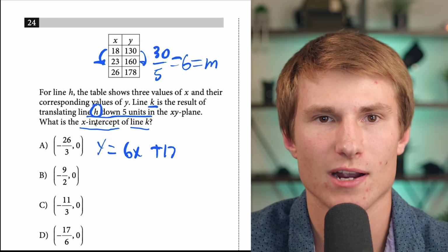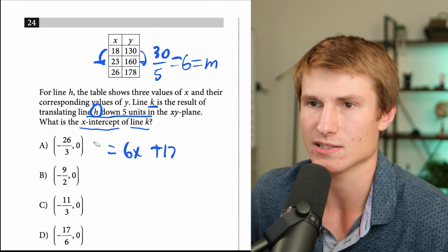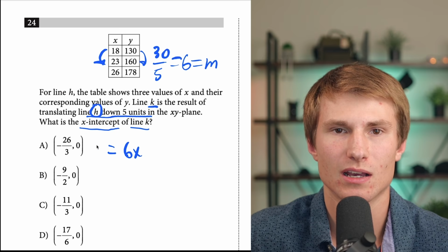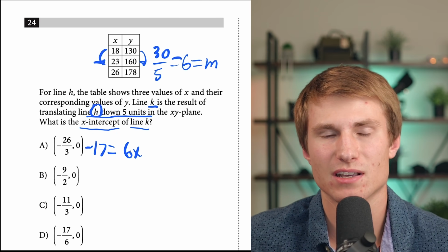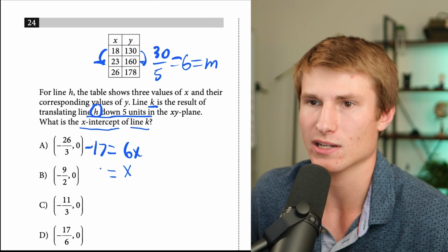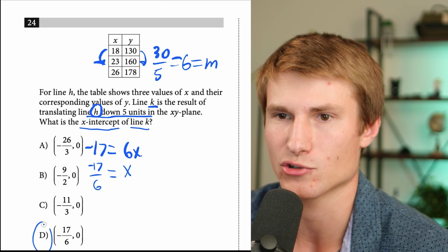Now we can go ahead and find our x-intercept. Well, where's our x-intercept? That is where y is equal to 0. So let's take out y and put in 0. Now all we have to do is subtract 17 from both sides. When we do that, we're going to end up with negative 17 is equal to 6x. Now we divide both sides by 6, and we get that x is equal to negative 17 over 6, which we see is going to be answer choice D.